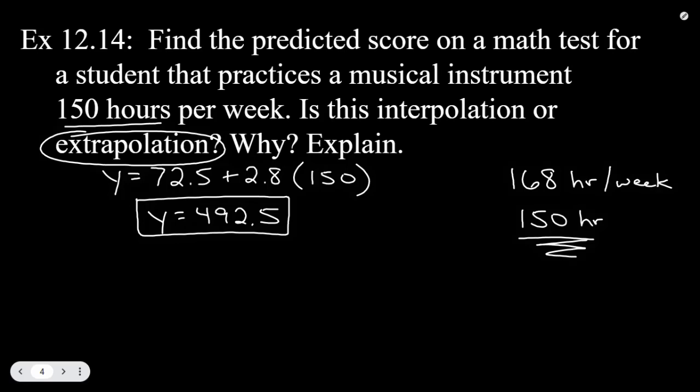The other thing is, and we don't know this for sure, but if this was a percentage, obviously getting a 492.5% on a math test is something that is not going to happen also. Now, if it's a raw data score, then that's a possibility. But, well, that's our reasoning.